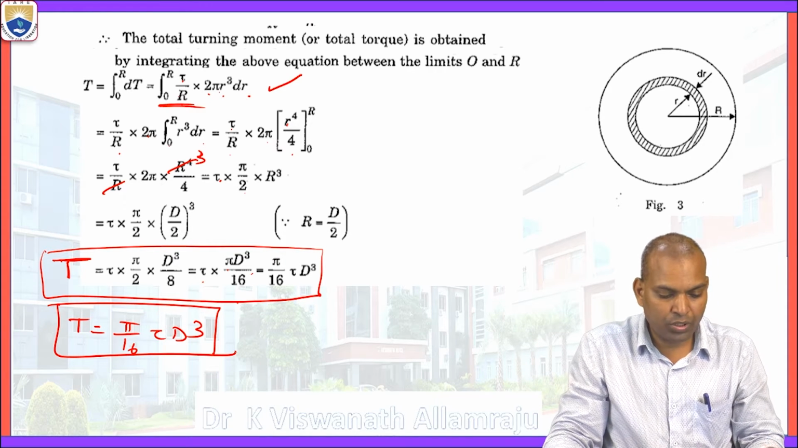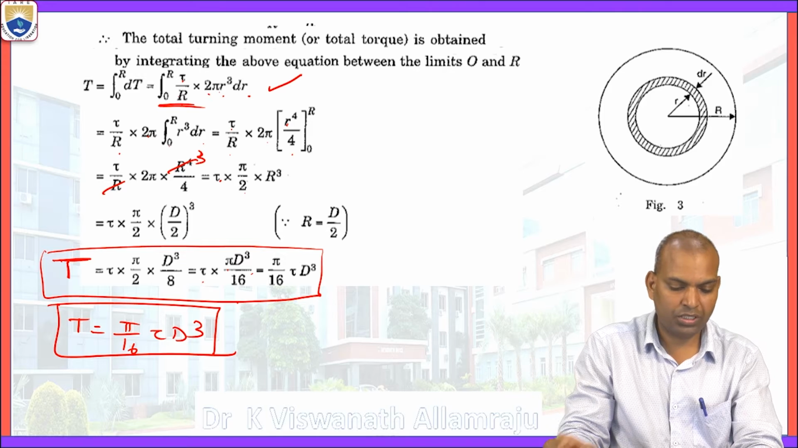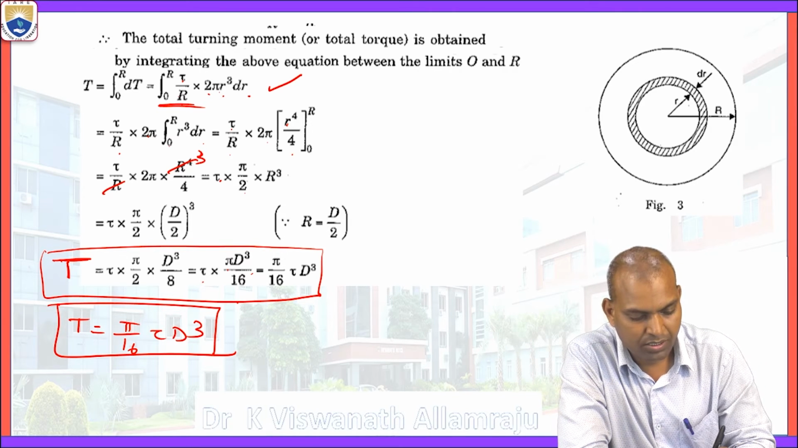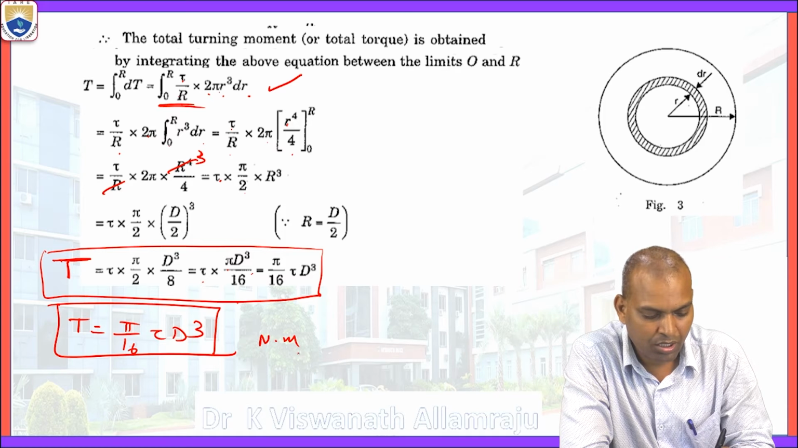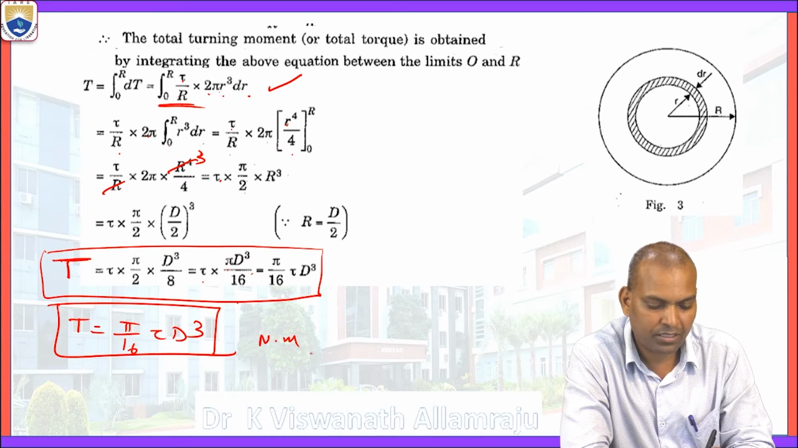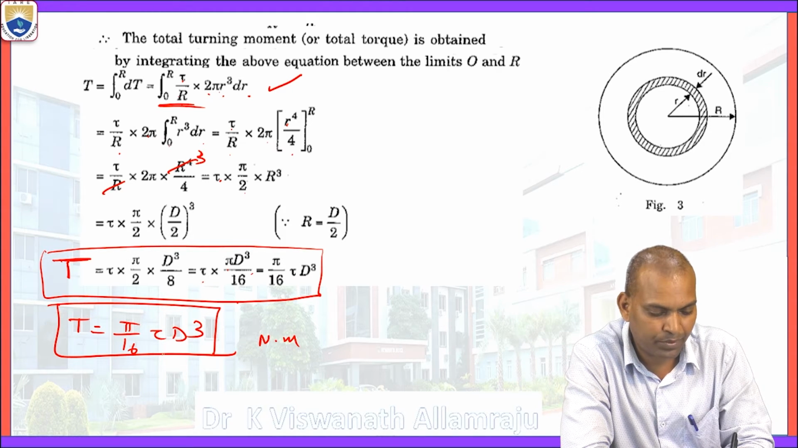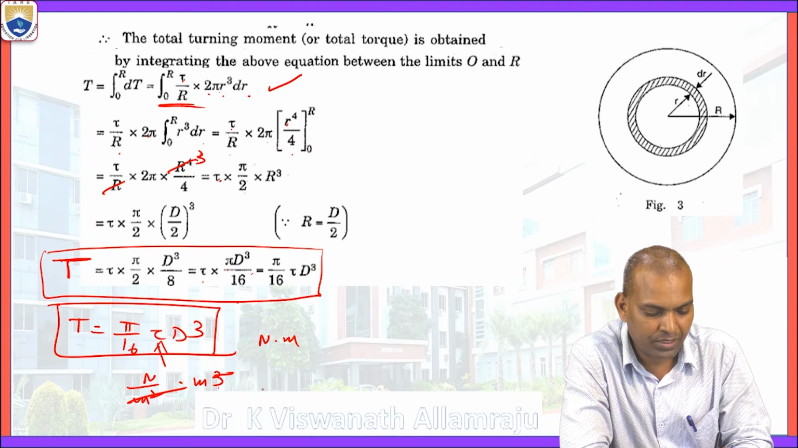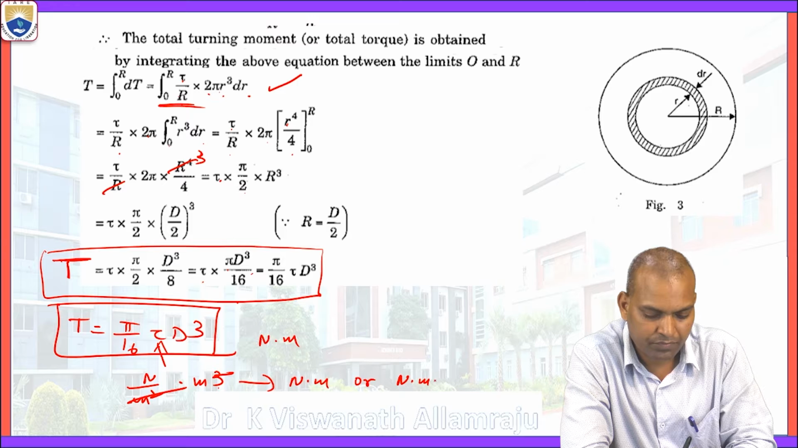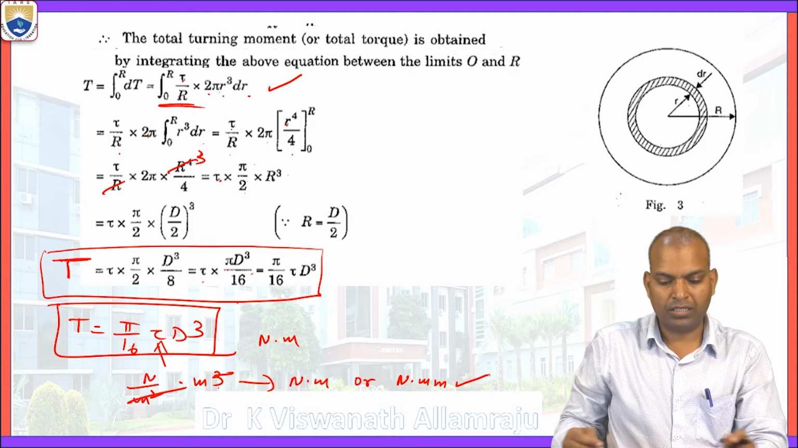What is the unit of the torque here? The unit of the torque is Newton meters. Pi by 16 tau d cube, how do we get it? Newton meter or Newton millimeter. You can simply substitute tau, that is Newton per square meter, and d in meters cubed. Then it becomes Newton meter or Newton millimeter. Alright, this is the torque unit.